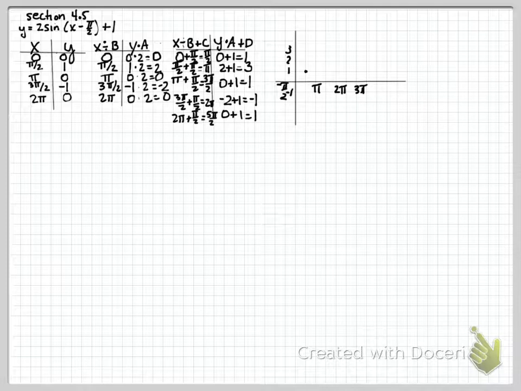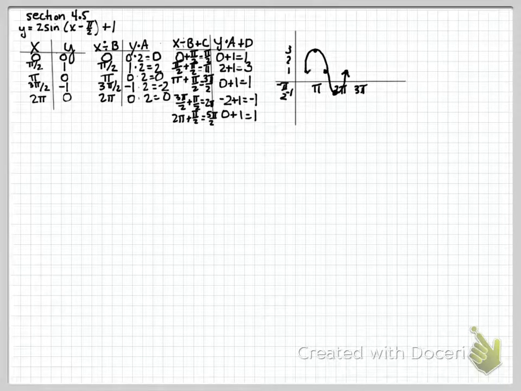Pi is at 3. Three pi over 2 is at 1. 2 pi is at negative 1. And then 5 pi over 2 is back to 1. And now we just connect them.